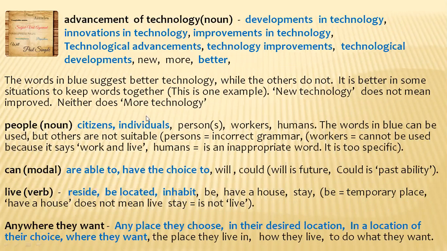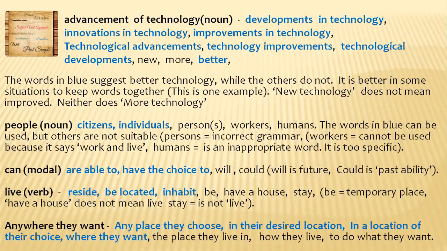New technology does not mean improved, it just means new. For example, you could buy a new car, but it doesn't mean it's better than your old car. It's just a new car. Your old one is old. They could have exactly the same functions. And more technology doesn't mean improved. It just means more. For example, if you ate more food today than you ate yesterday, does that mean the quality of the food you ate today is better than the quality you ate yesterday? No, it just indicates that you ate more food. Okay, so those are the kind of words you cannot use.